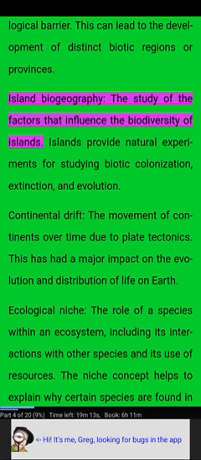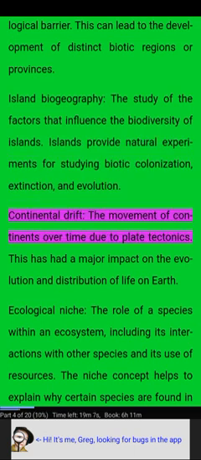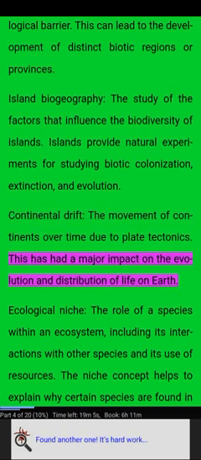Island biogeography, the study of the factors that influence the biodiversity of islands. Islands provide natural experiments for studying biotic colonization, extinction, and evolution. Continental drift, the movement of continents over time due to plate tectonics. This has had a major impact on the evolution and distribution of life on Earth.